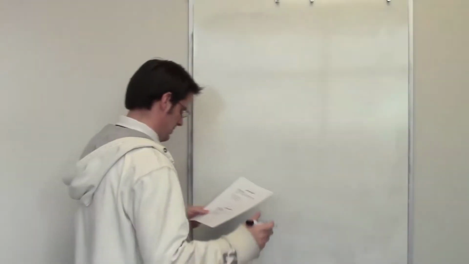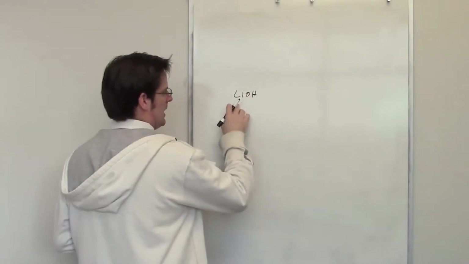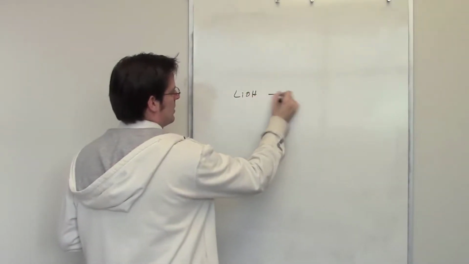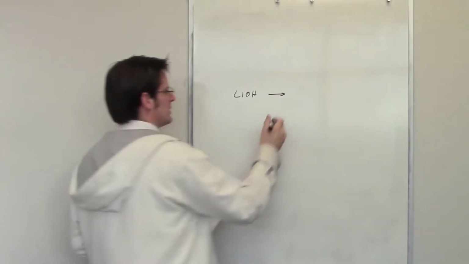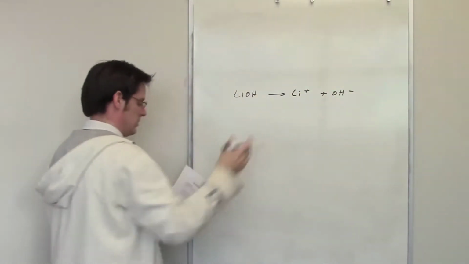Here's another fun problem. I've got lithium hydroxide. It's once again a group 1 metal, an alkali metal, lithium, attached to hydroxide, which means that it's a strong base. It'll dissociate virtually 100% to form lithium and hydroxide in a 1-to-1 stoichiometric ratio like this.